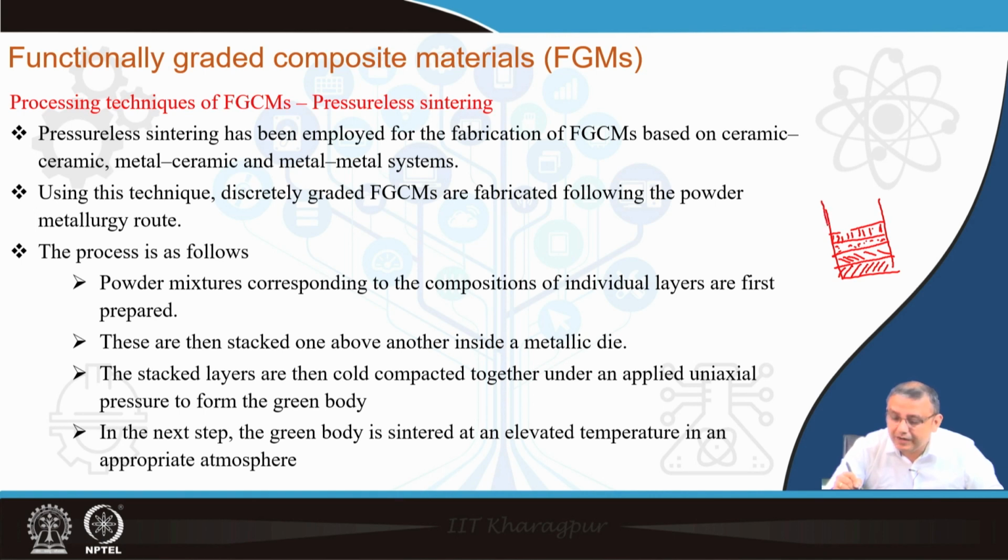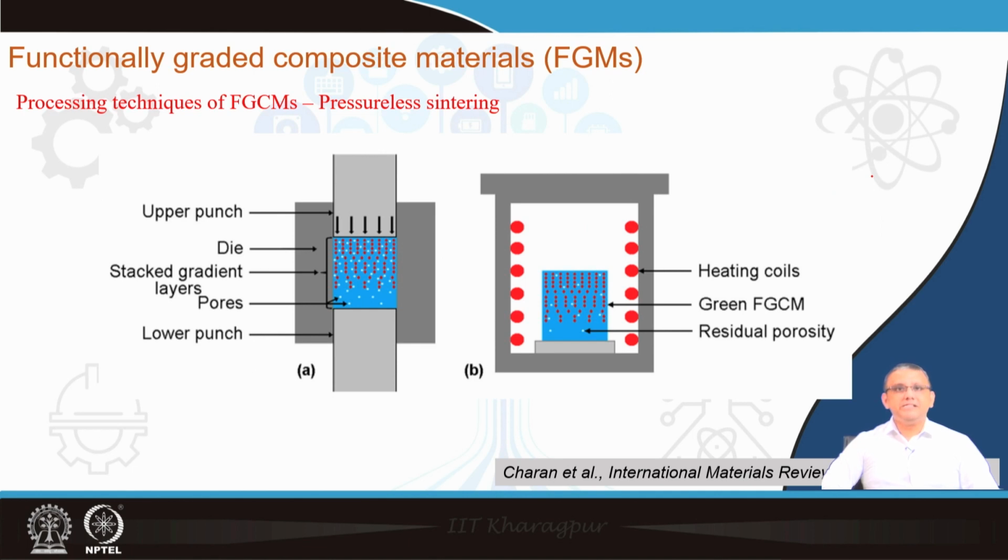Once these layers have been set together, we typically use either uniaxial pressing, which is the most common, or cold isostatic pressing to make a green body. And once this green body has been fabricated, it is sintered at high temperature to obtain the graded composite structure. The schematic process is shown here.